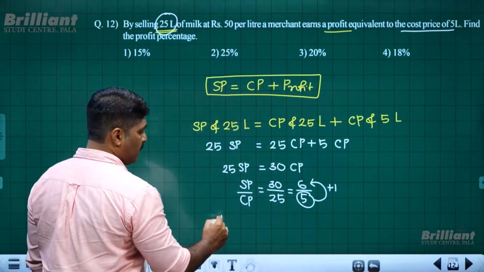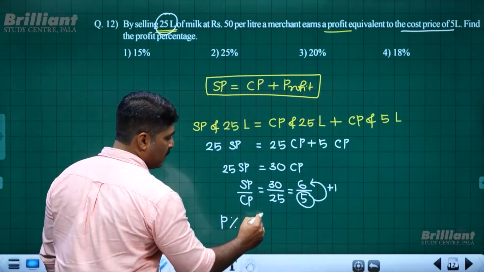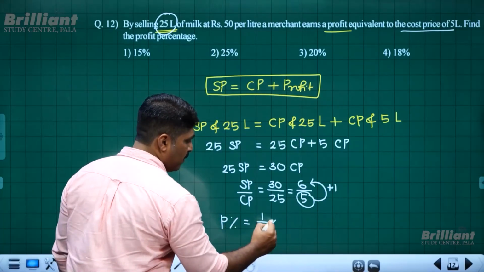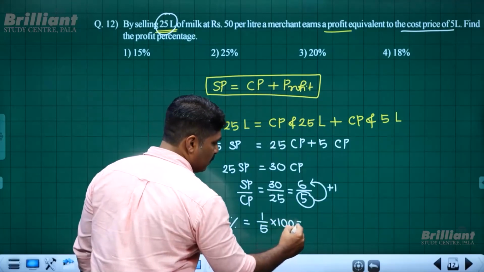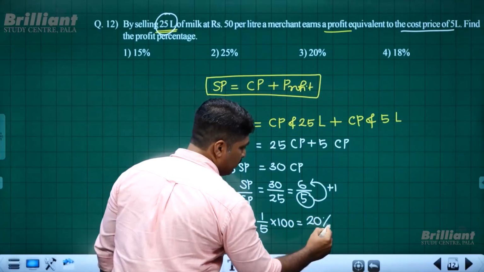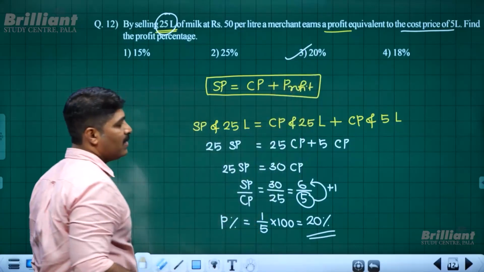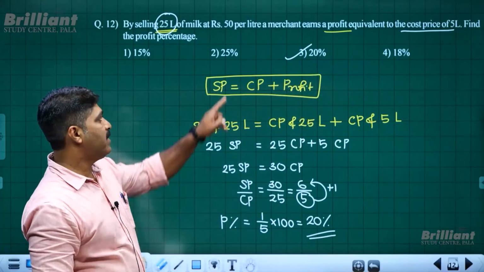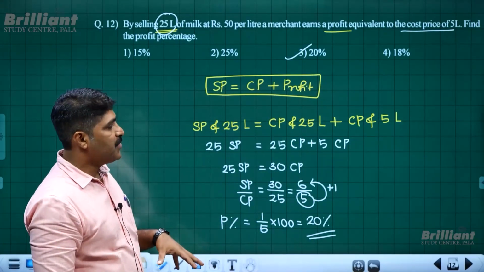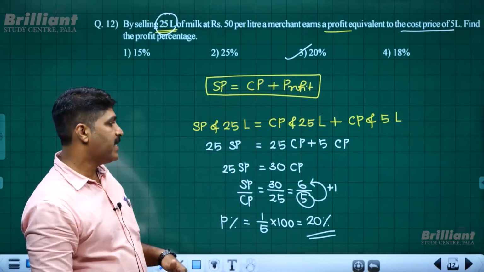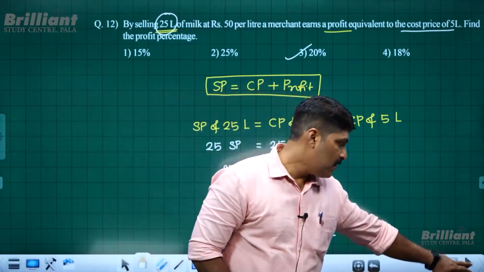Then what is the profit percentage here? In such a situation, profit percentage is 1 by 5 into 100, which is equal to 20%. So that is the percentage of profit. Got it? This is a way of approach. Understand that relationship. Based on this relationship, you can catch most of the questions like this. So now we can consider our next question.